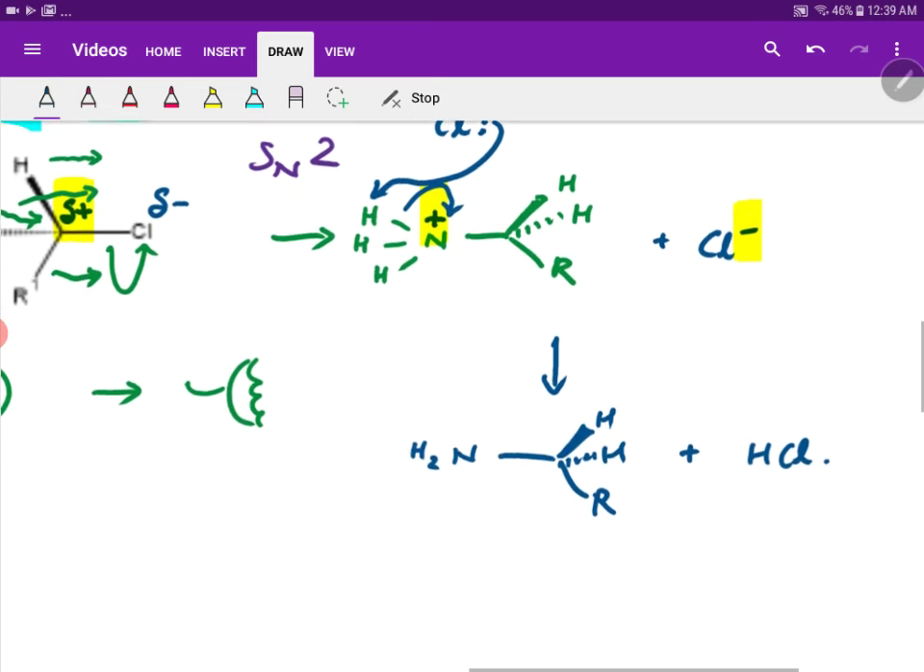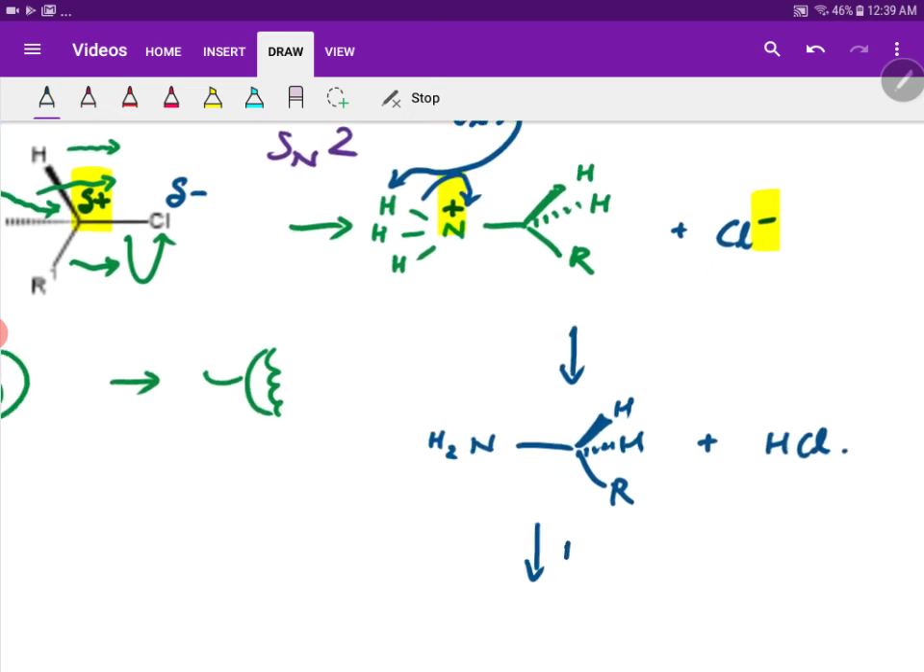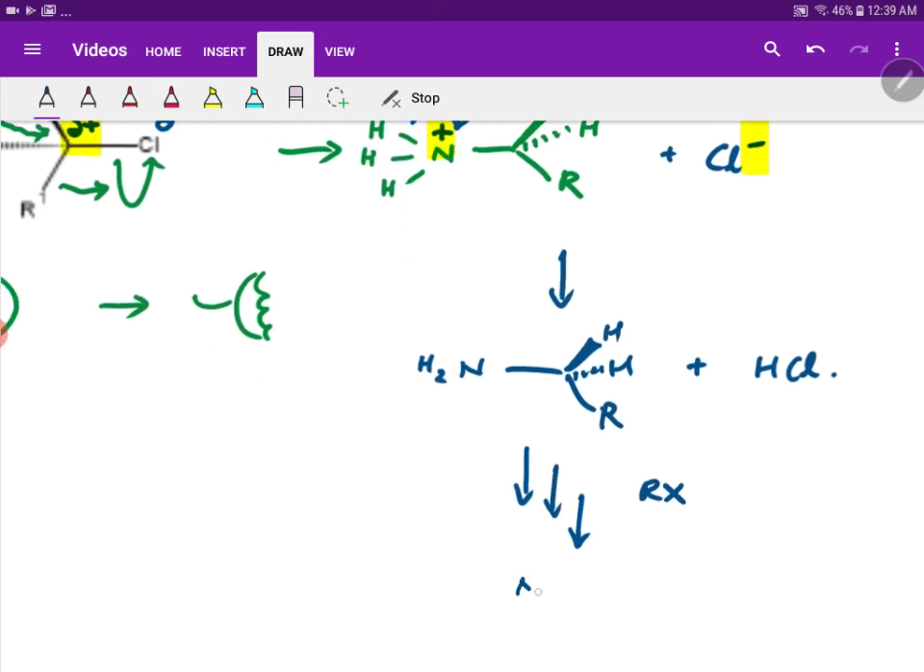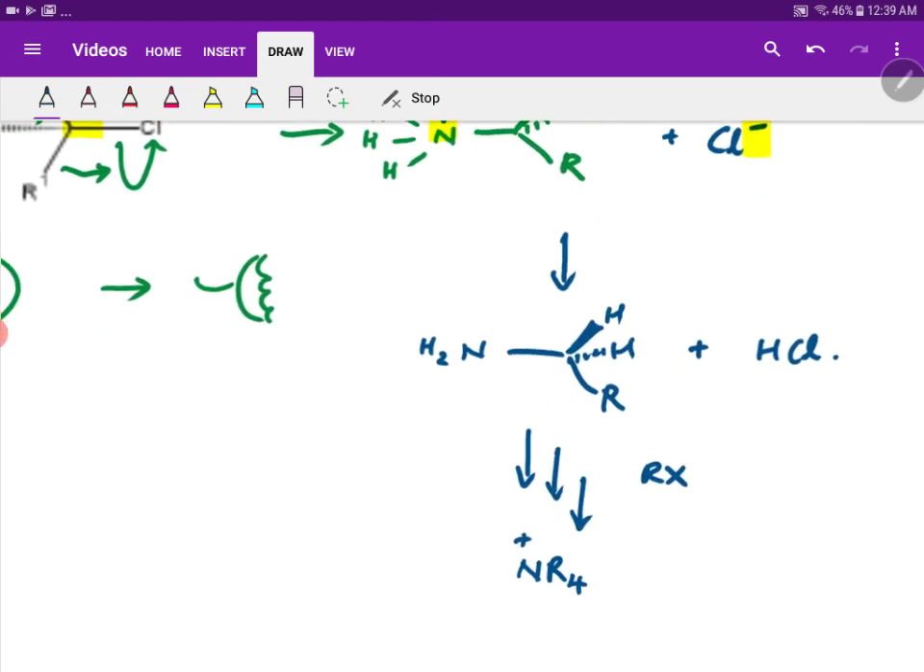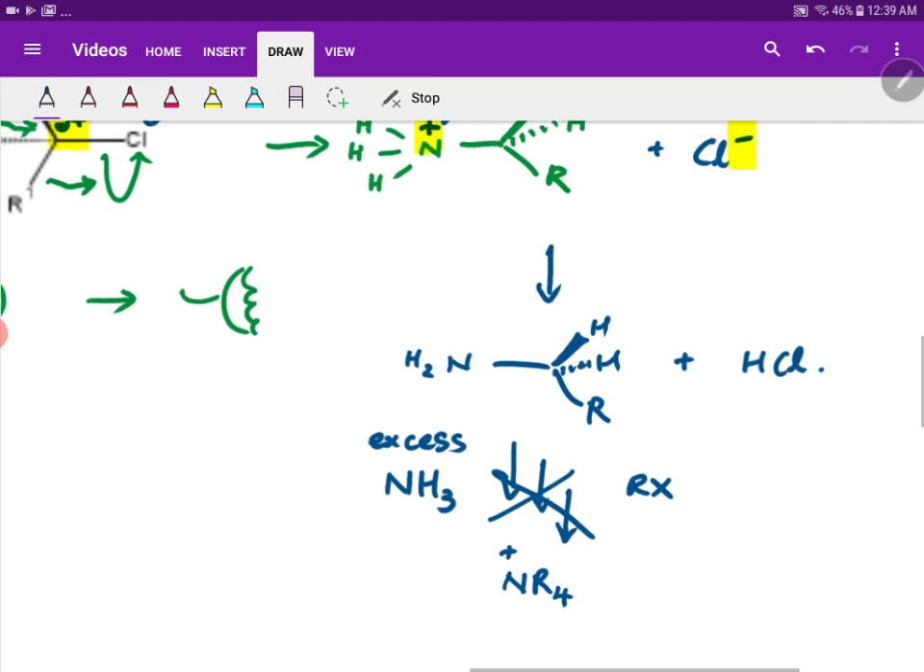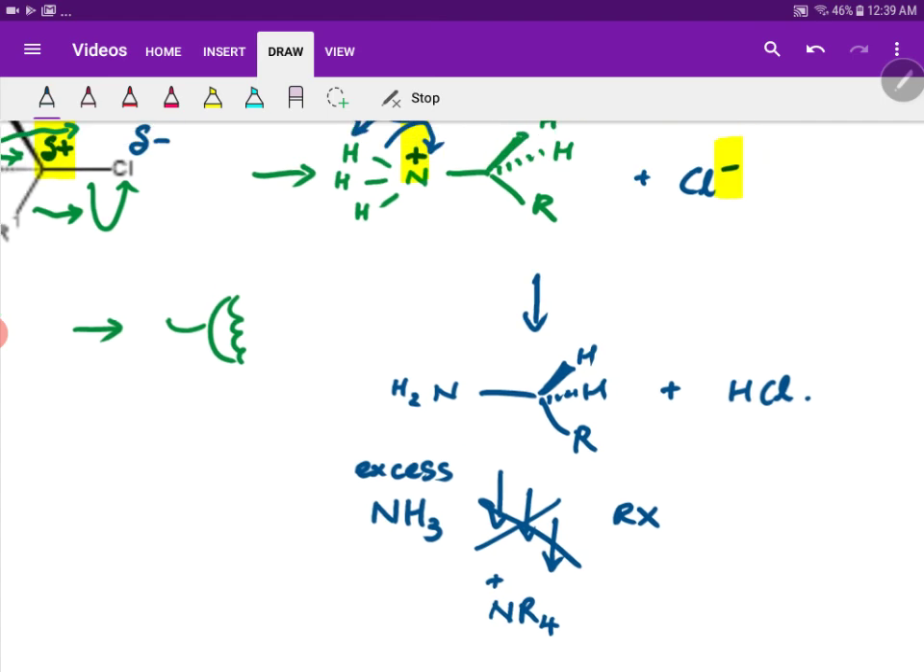Of course, this reactant is able to continue with this reaction as long as it sees another RX, and it can continue all the way till you get your quaternary alkyl ammonium salt, which is your NR4 plus. But there's a way to slow this down, and it is to add additional ammonia. If you want to stop this, you use excess ammonia. So this is the SN2 mechanism.